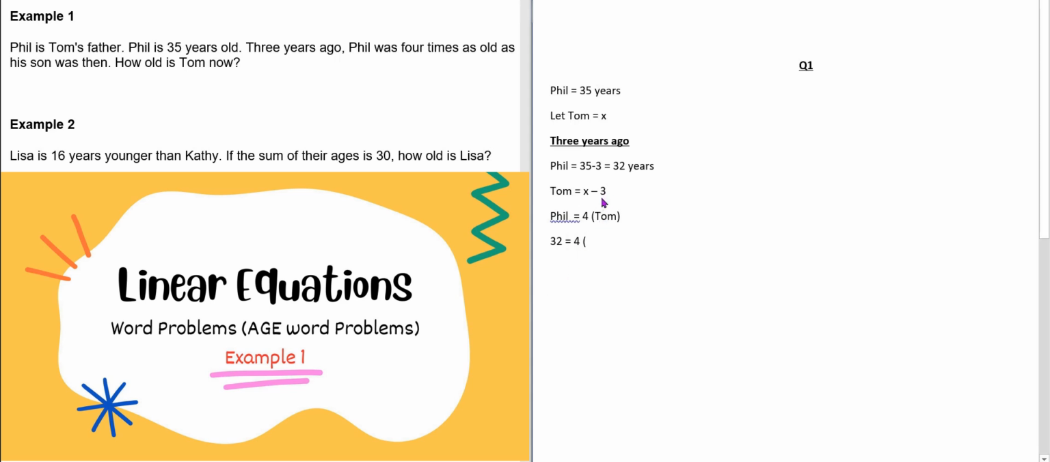Tom's age 3 years ago was this. So 4 times x minus 3. We close the bracket because in mathematics bracket means times. So now 32 will be equal to, we are going to expand that bracket, which is 4 times x, we'll get 4x. Then minus 4 times 3, which will give us 12. So we are going to get 4x minus 12.